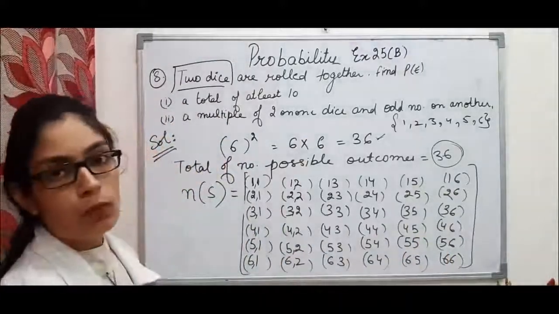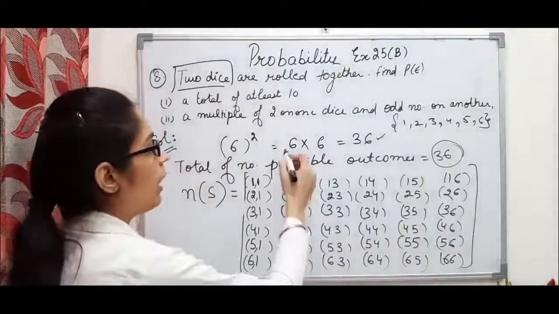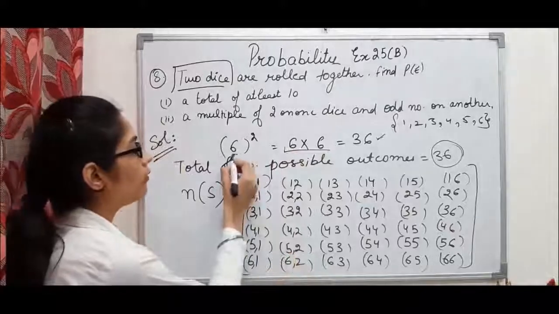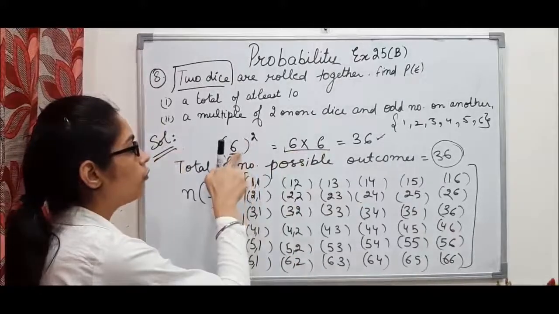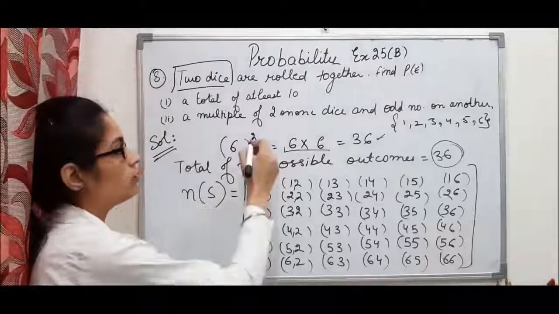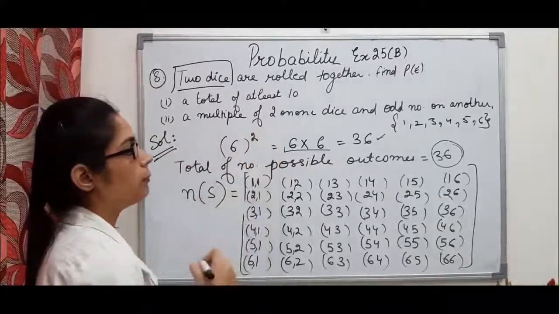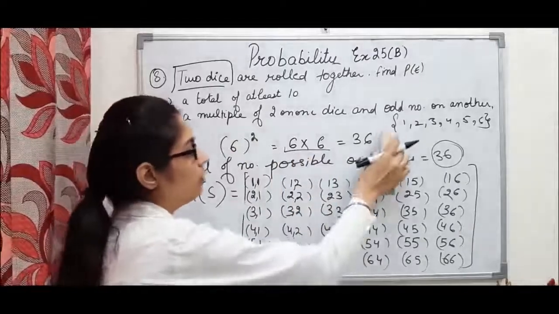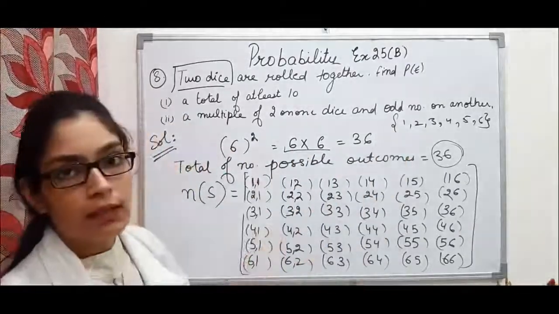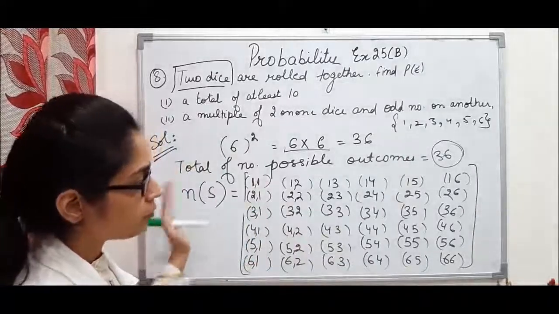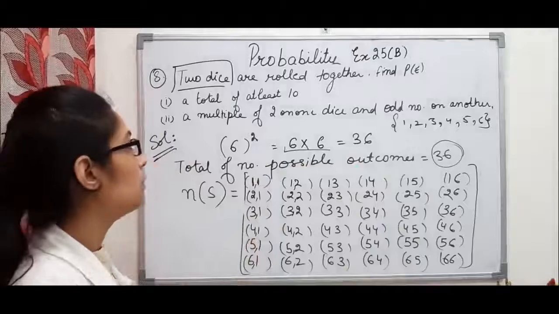Now let's see what question they have asked us. We found the total number of outcomes by taking the outcomes of one dice as my base, and the number of times the dice is rolled, 2, as my power or exponent. Then I calculated the total number of outcomes. Then I made a sample space when 2 dice are tossed. I have written all the possibilities.